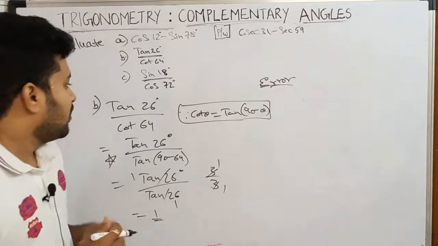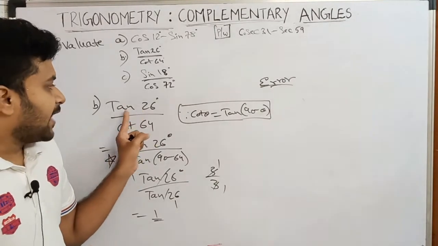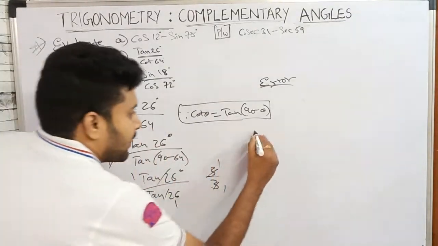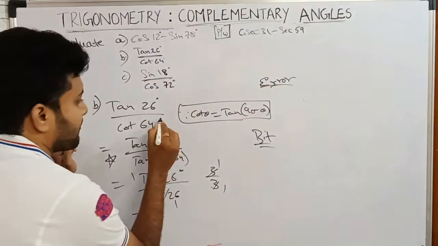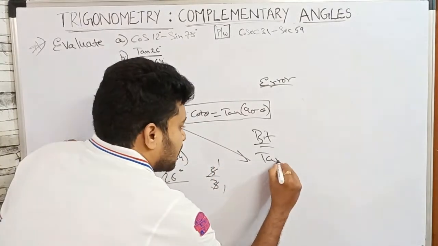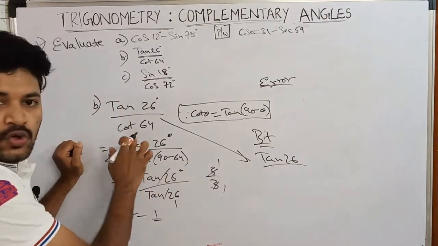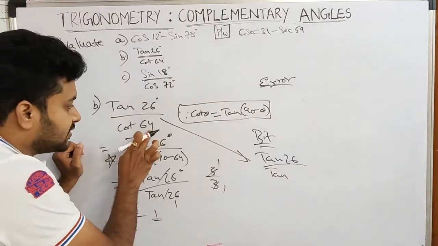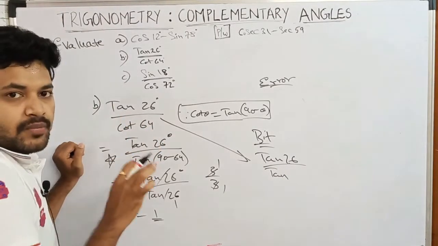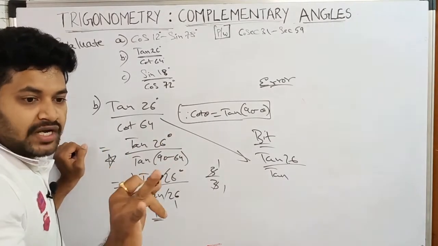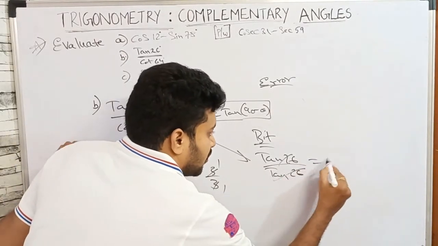Now, how to do it a bit easily and fast? Tan 26 by cot 64. Focus on any one. Focus on the denominator, copy it, and change cot to tan. If you are changing the name, the same thing you should apply for the number also, linking with the 90. 90 minus 64 is 26. One is your answer.